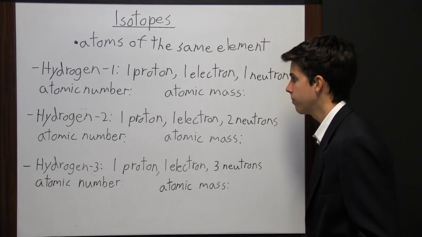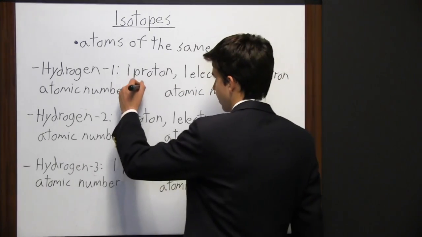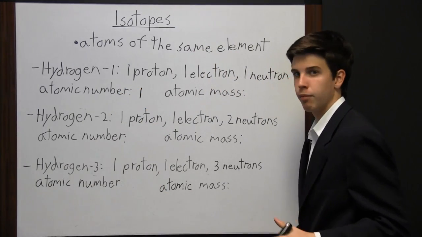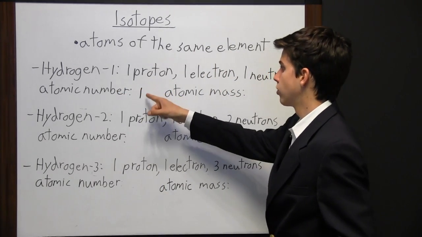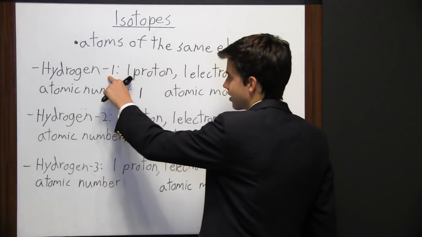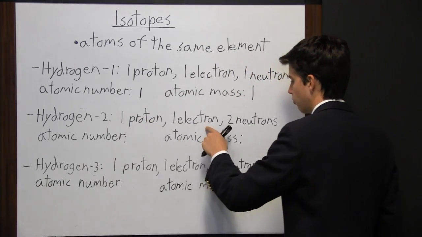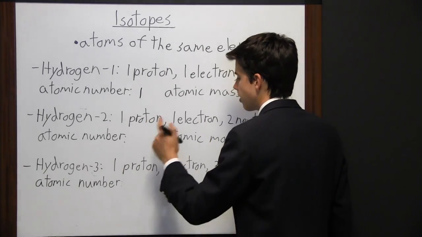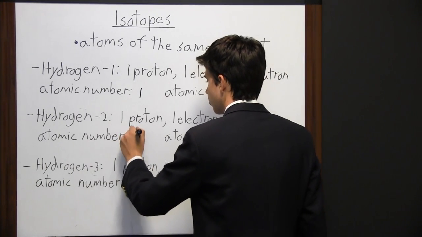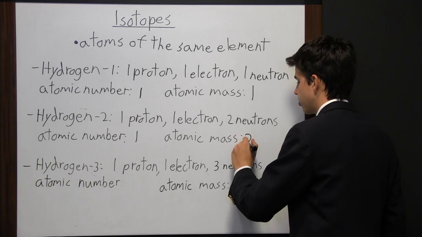So for hydrogen-1, there is one proton, one electron, and no extra neutrons. So the atomic number is 1 because the atomic number is the amount of protons in an atom of that element. So there's one proton, so the atomic number is 1, and then the atomic mass is 1 because we see that number right there. Now for hydrogen-2, there's 1 proton, 1 electron, and 1 neutron. Notice the number of protons and electrons isn't changing. So the atomic number is still 1, and the atomic mass is 2.